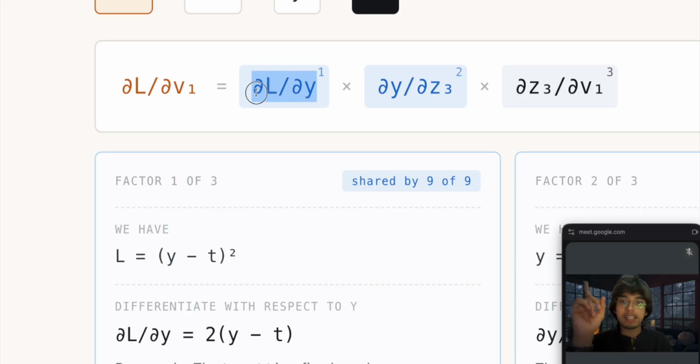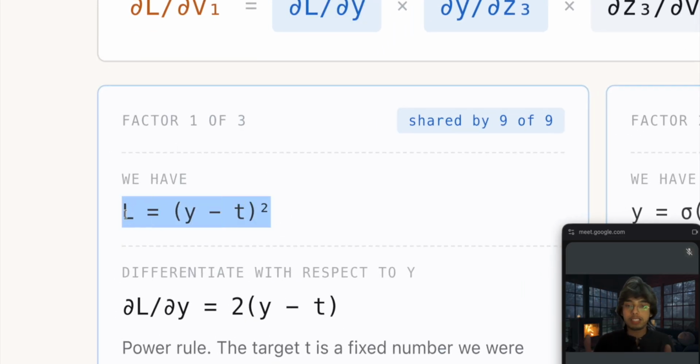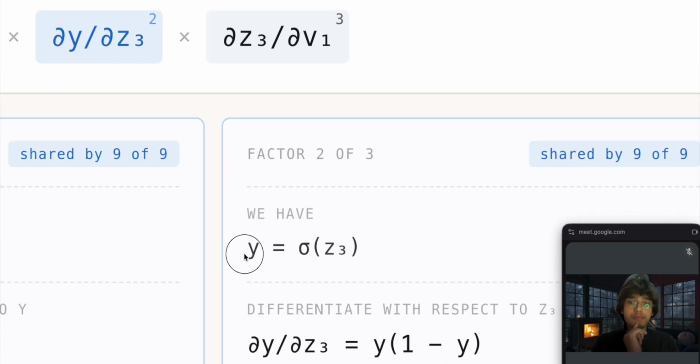So first I need dou L by dou Y. This was the equation between them. Let's differentiate it. Now, when differentiating with respect to Y, t will be constant. Okay. Now it's a simple exponent like x to the power n, which becomes n times x raised to n minus 1. That's what we have done here. And this is the differentiation. Let's move on to this one.